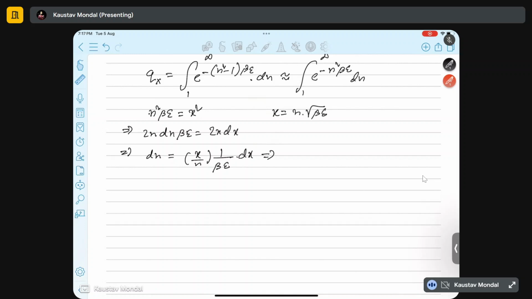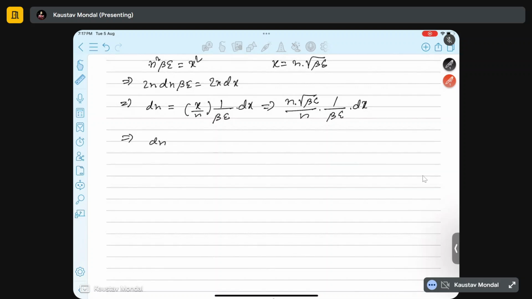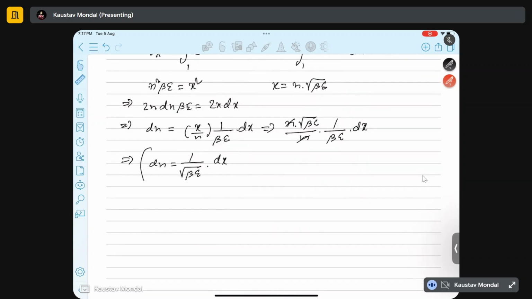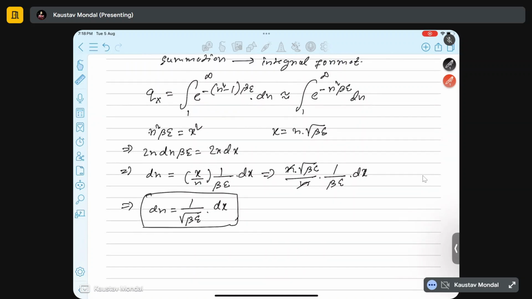So now if you carefully substitute it here, this gives you n into root under beta e by n into beta e dx. So dn gives you, n will cancel, so it will give you 1 by root under beta e dx. So dn is 1 by root under beta e into dx. Now we got the expression of dn in terms of dx, right? So what we will do is substitute this dn into here.